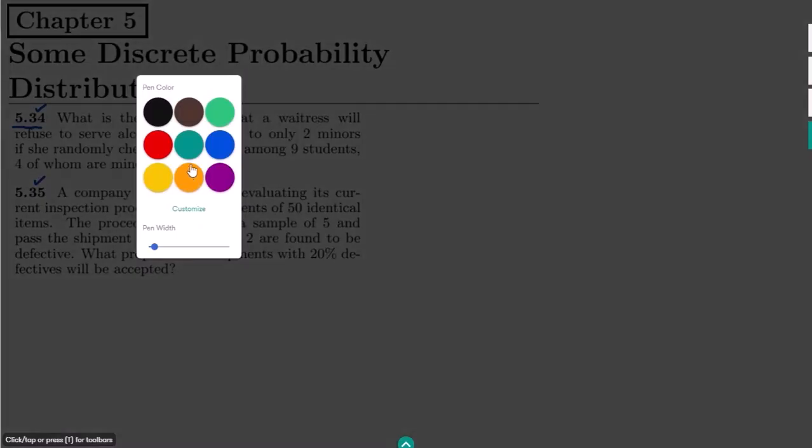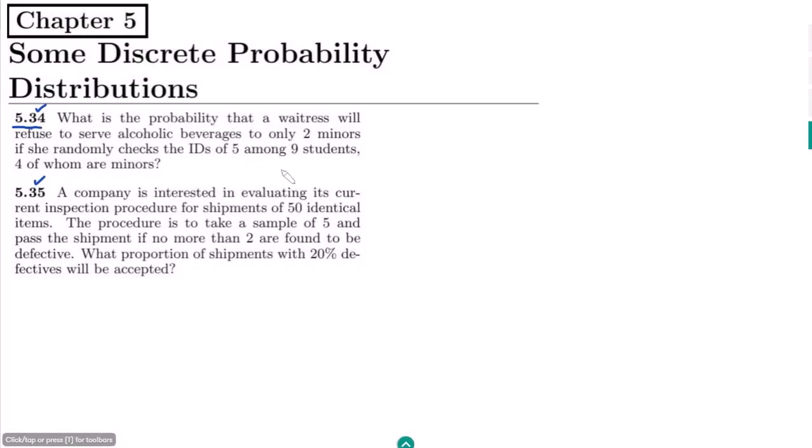Let us first indicate what the given data is. Here she has to select 5 students out of 9, so here this is capital N, out of which she has to select 9. And also the minor students here are 4.